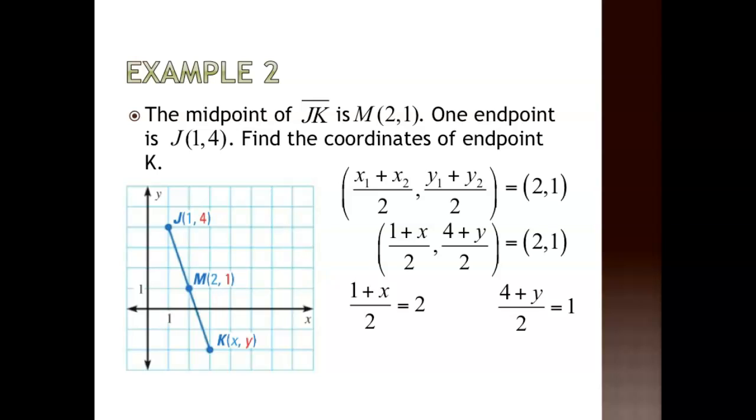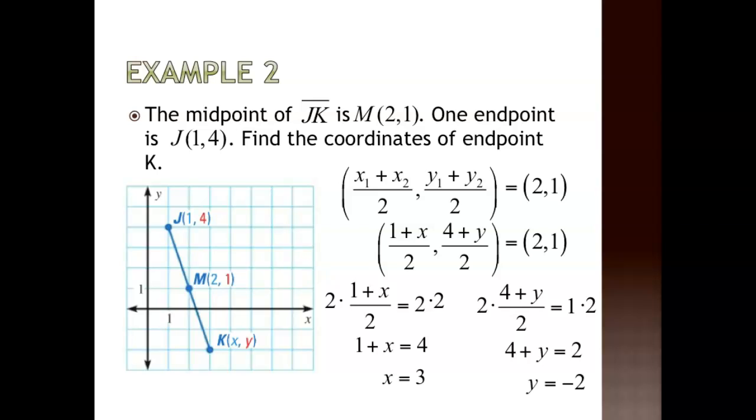Now for each of these, we'll solve. So multiply both sides by 2, and then this cancels out. We are left with 1 plus x equals 4 over here, giving us x equals 3. And then for the other one, we have 4 plus y equals 2. And subtract 4 from both sides, we get y equals negative 2. So we get 3, negative 2 for our coordinates of K.